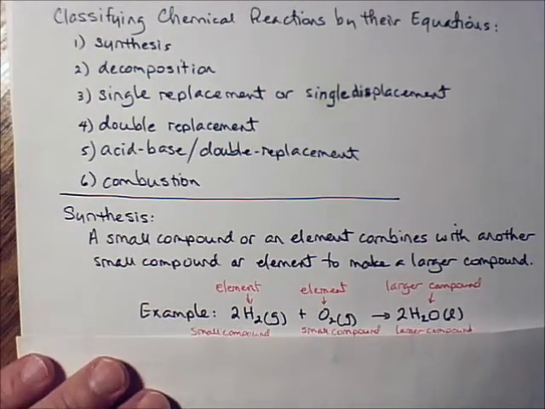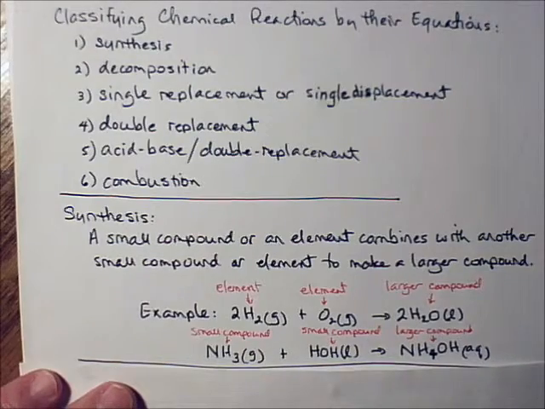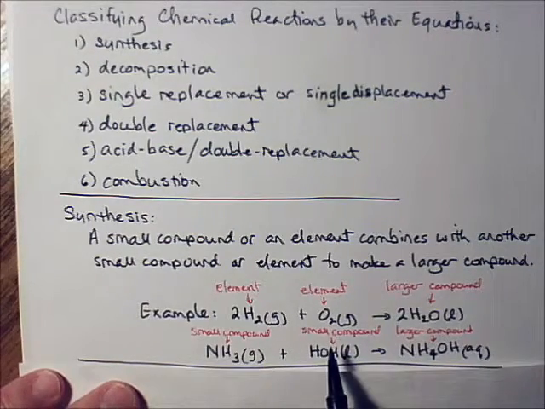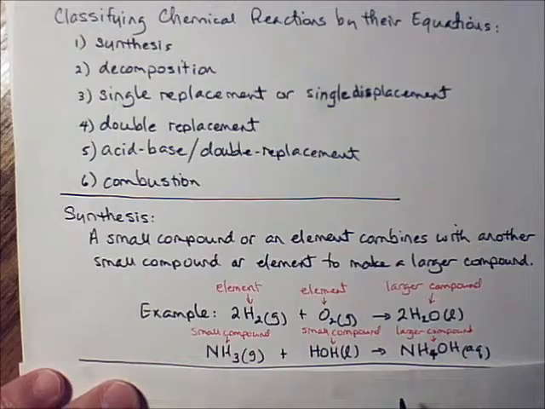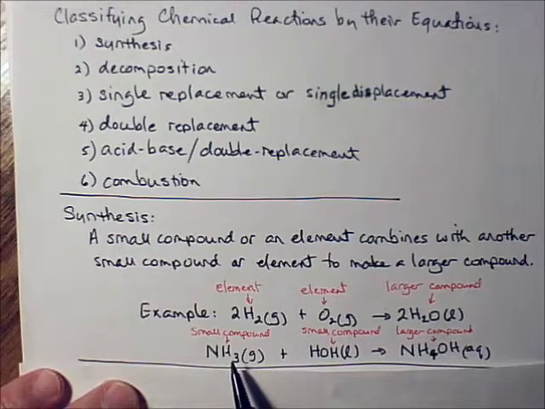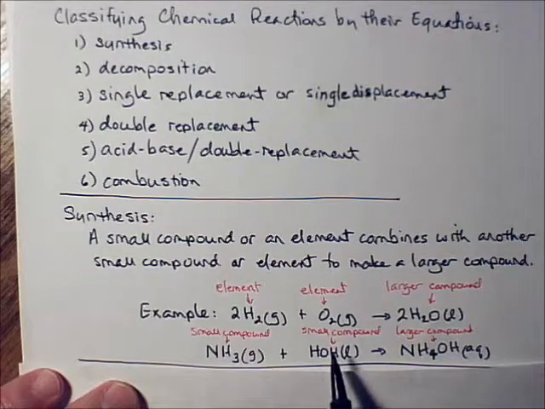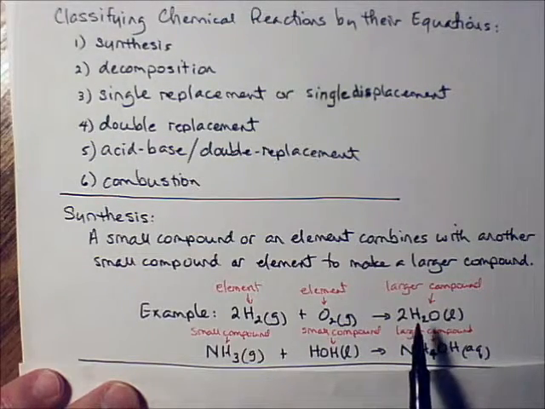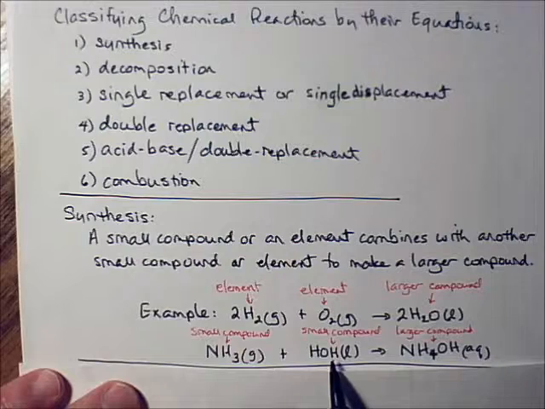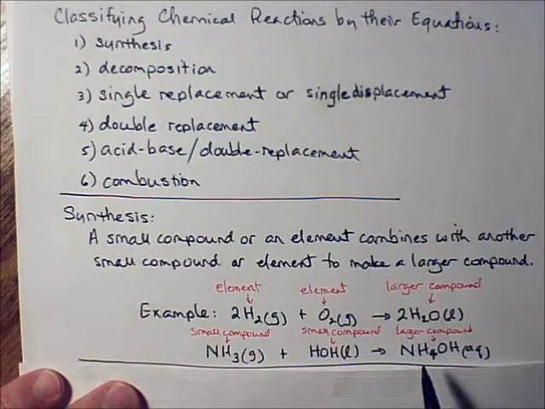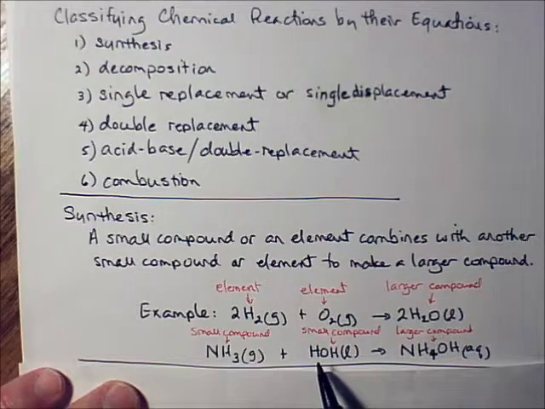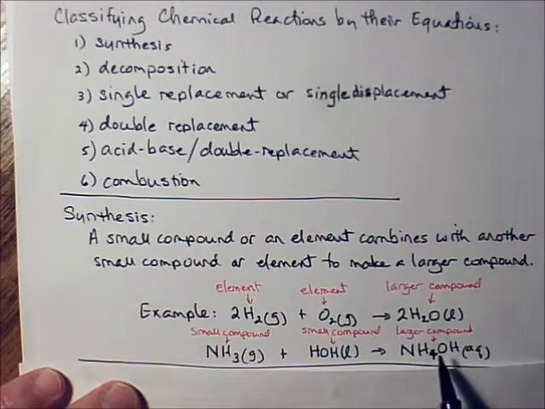Okay? Here's an example of 2 compounds, 2 smaller compounds that we're going to put together and make a larger compound. You should recognize this one by sight. Its name is ammonia. This is just another way of writing water. HOH and H2O mean the same thing. And then they can form a larger compound called ammonium hydroxide.